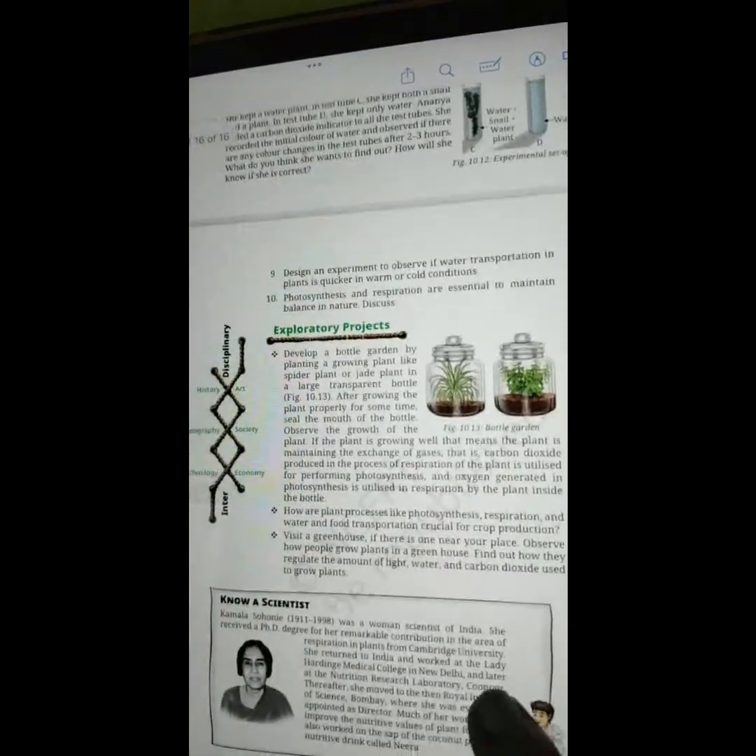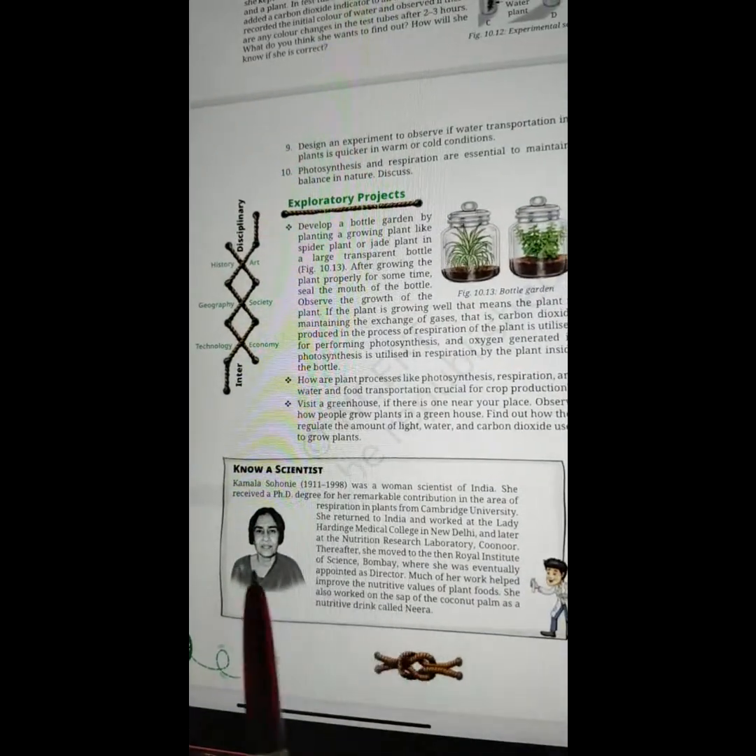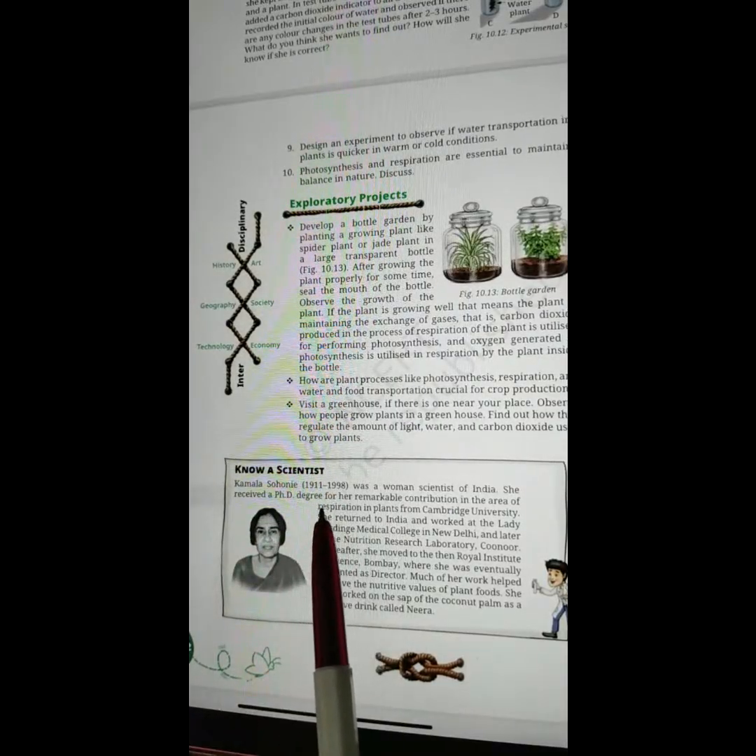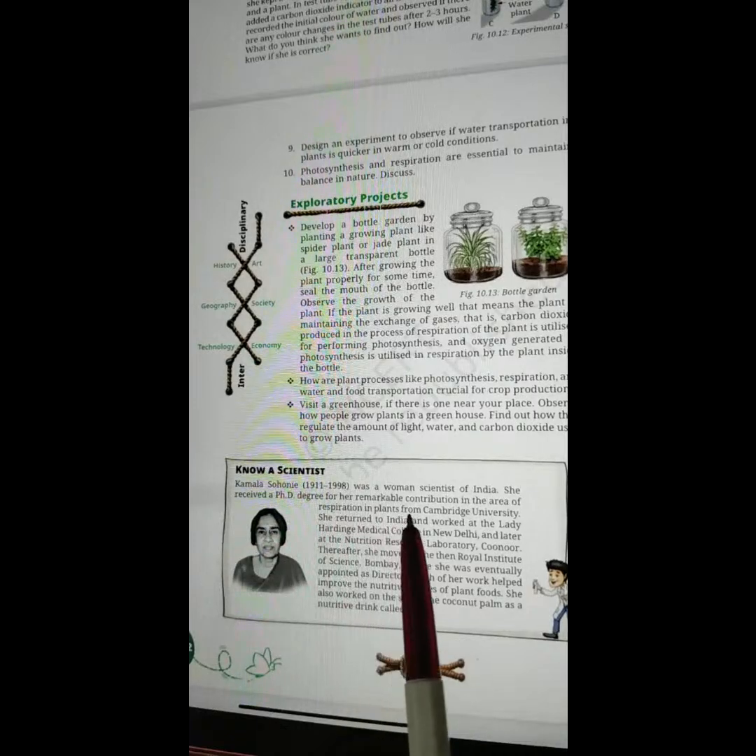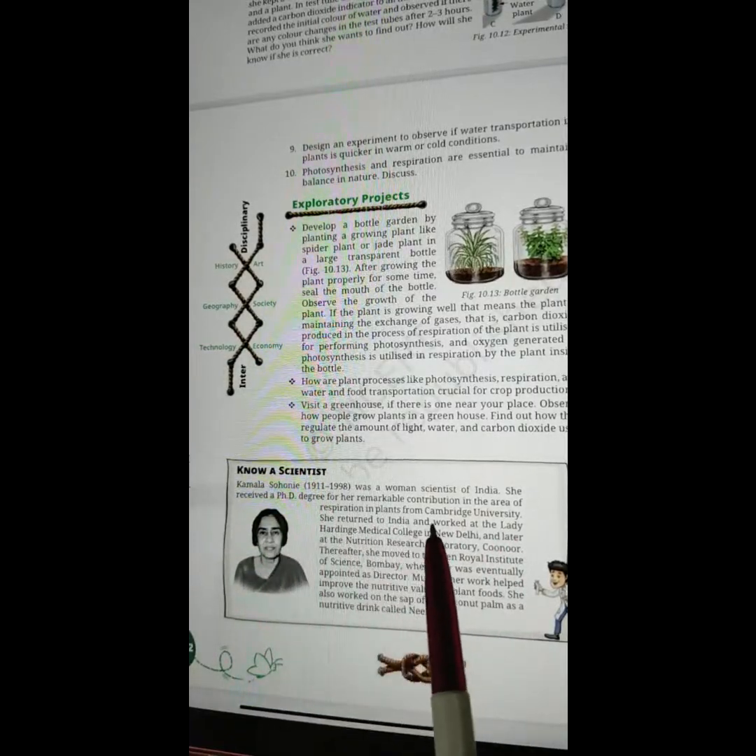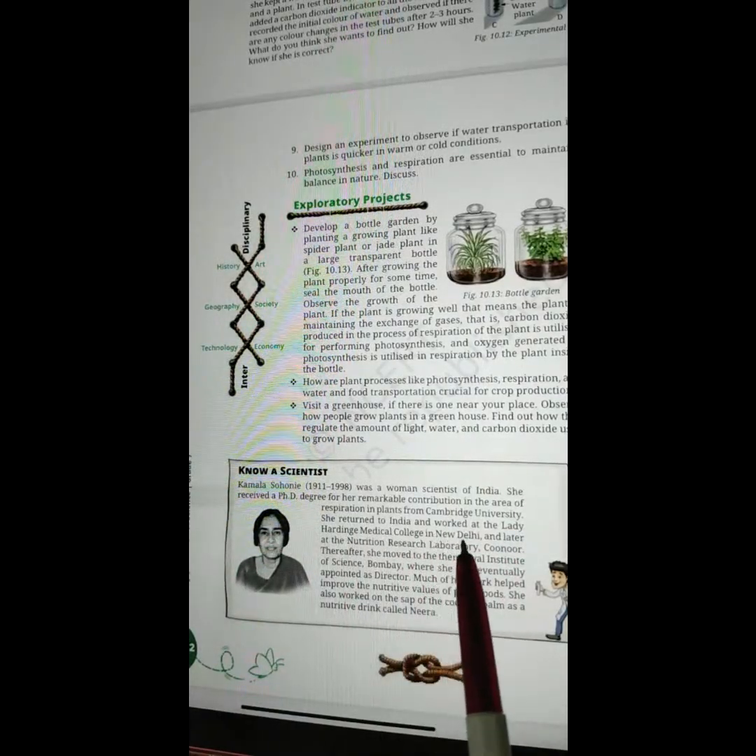Here, a small block is there on a scientist. I hope my screen is visible. Kamala Sohonie, born in 1911 and died in 1998, was a woman scientist of India. She received a PhD degree from Cambridge University for her remarkable contribution in the area of respiration in plants.